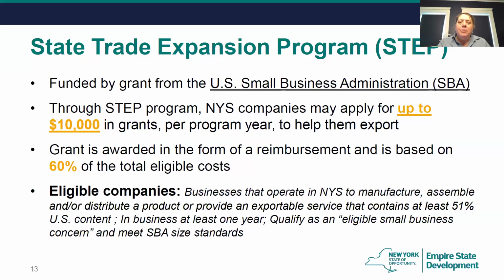Currently, a company can apply for multiple activities up to $10,000 in reimbursement. The reimbursements are at a 60% reimbursement rate for eligible costs, and the companies would apply for these in advance of undertaking any of the activities. Next slide.